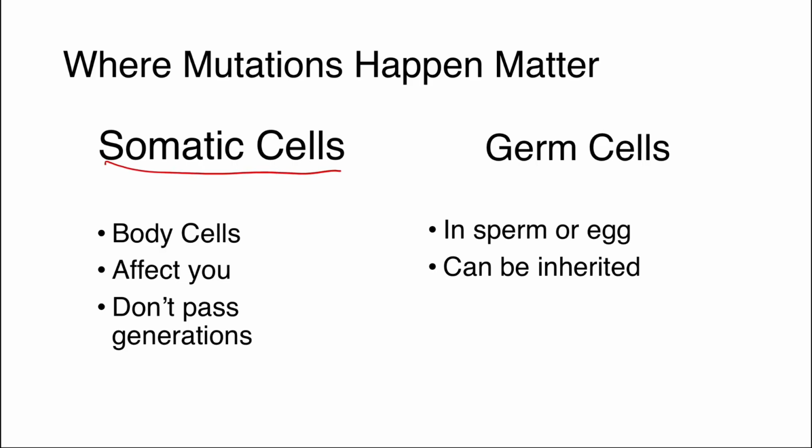Somatic cells are all of the cells in your body that aren't sperm or egg cells. The mutations in these cells will affect you, but they may not necessarily pass down to the next generation. Germ cells, however, sperm or egg cells, may not affect you, but they will be passed on to your children.